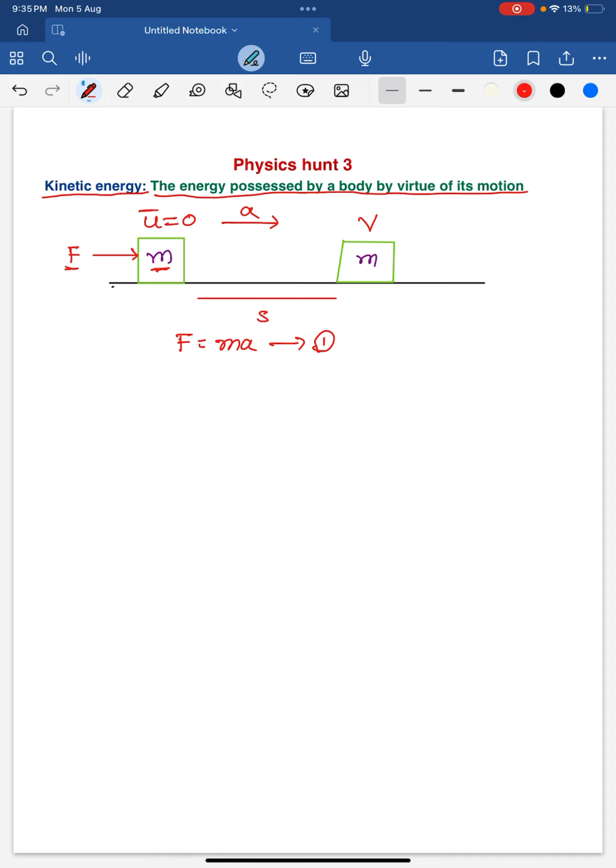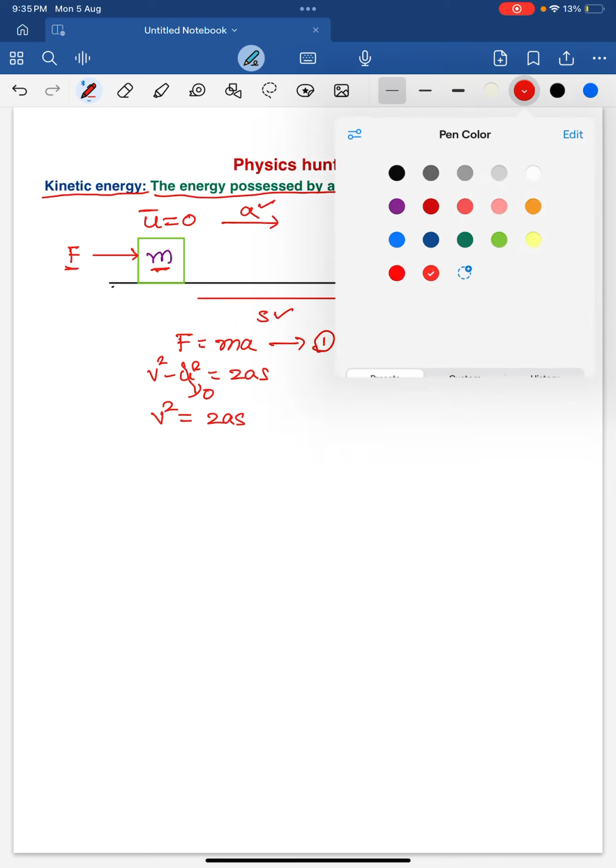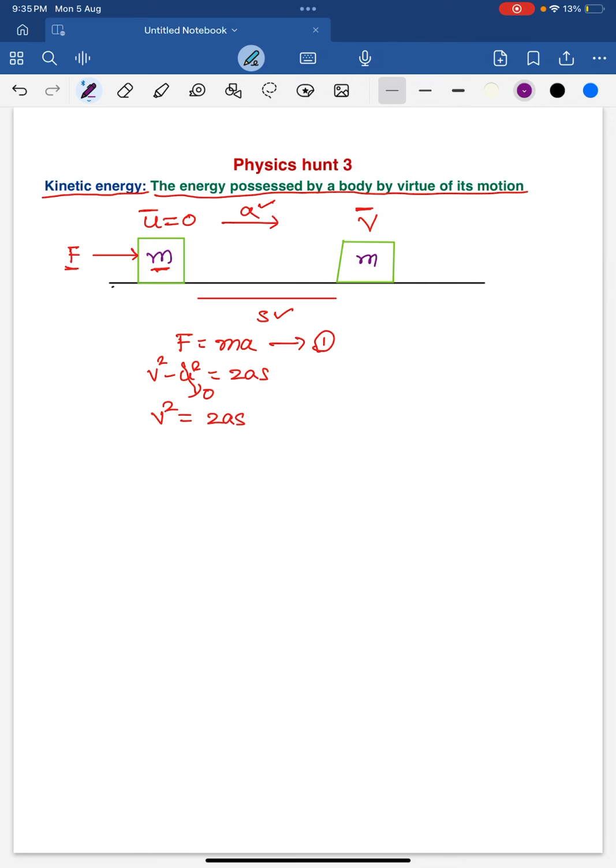After getting this force equation, here we have the u term, that is 0, we have the final velocity v, and acceleration and displacement also will be there. Based on these four quantities, we will use the third equation of motion, that is v square minus u square is equal to 2as. The u value is 0, so finally v square is equal to 2as. From this we can easily calculate acceleration. Acceleration is equal to v square by 2s. Let us assume this is equation number 2.